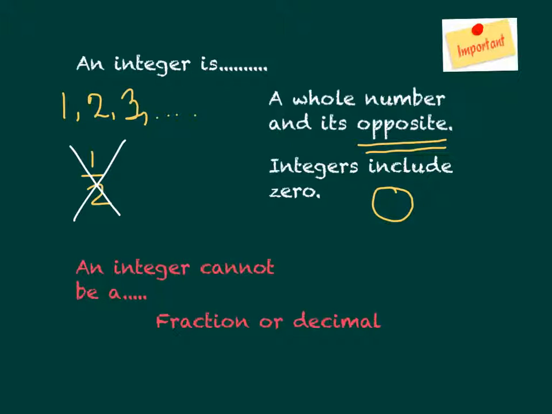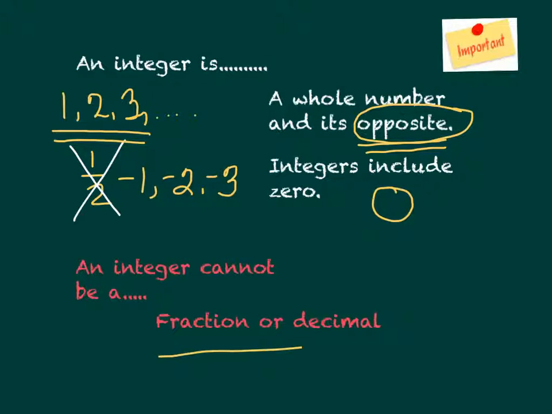If we were looking at our example of +1, +2, and +3, then we also know that -1, -2, and -3 are also integers because those three numbers are the number opposites of the positive integers 1, 2, and 3. The reason I'm keying in on this term opposite is because now we're including negative numbers as integers. Now I just want to remind you, an integer cannot be a fraction or a decimal.